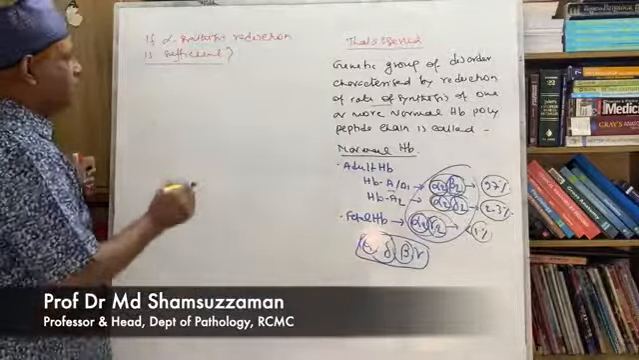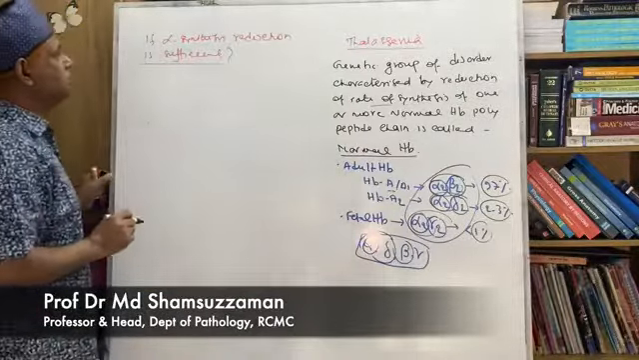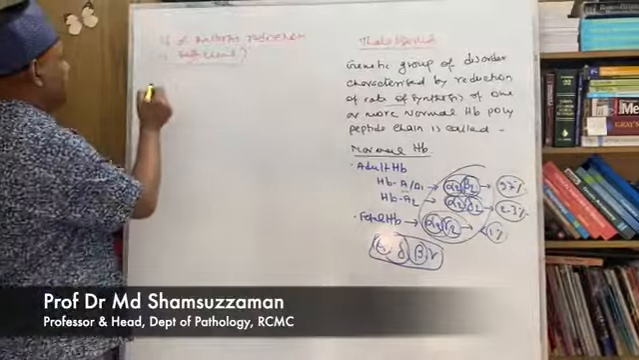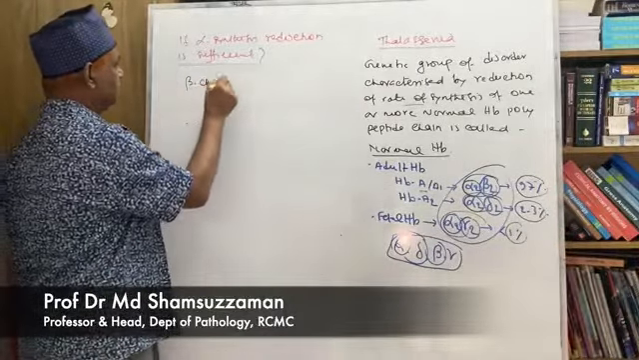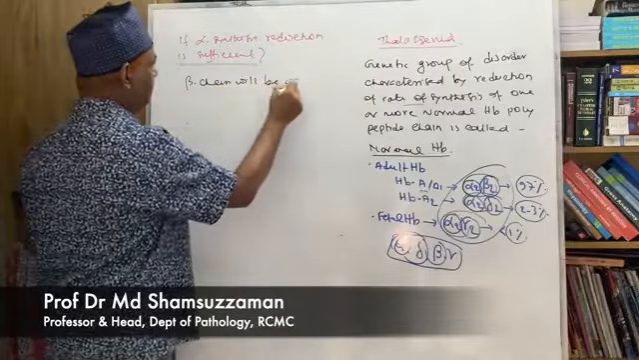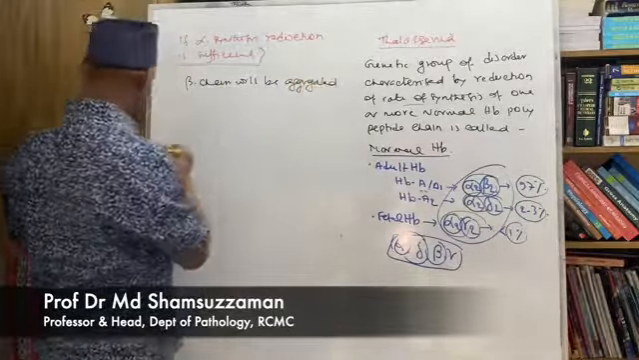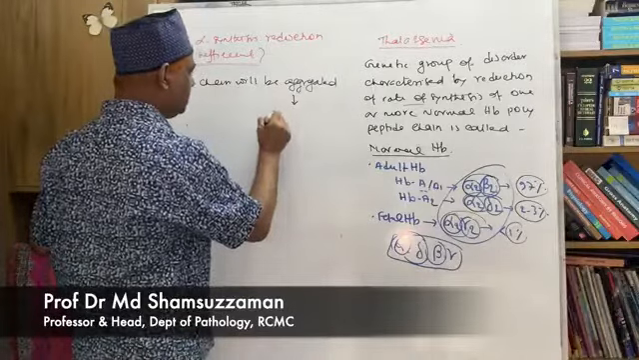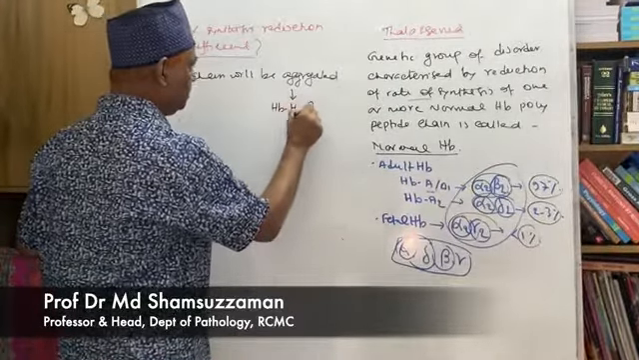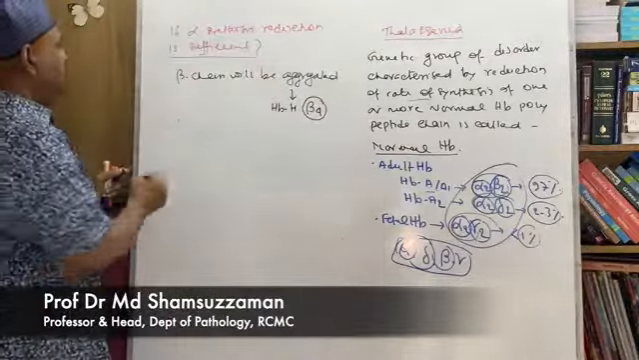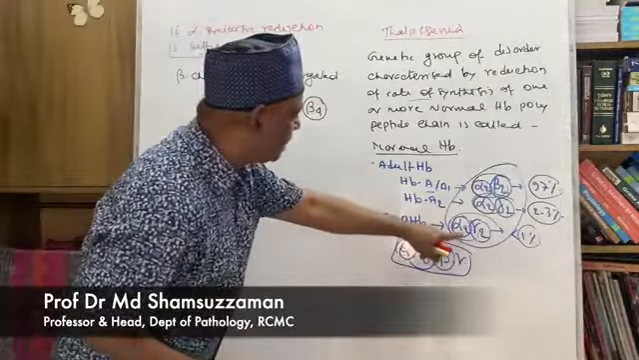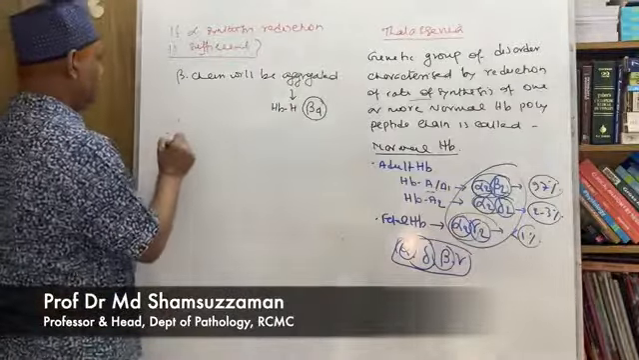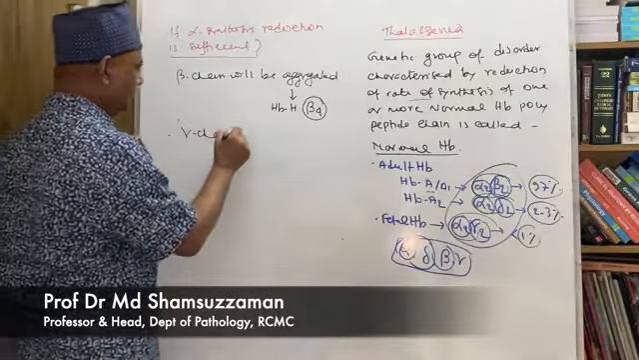In that case, what will happen? As there is sufficient reduction in the synthesis of alpha chain, the beta chain will not get alpha sufficiently, so beta chain will be aggregated, and this aggregated beta chain is called hemoglobin H. And if alpha chain is sufficiently reduced, then gamma will not get alpha and gamma chain will be aggregated.